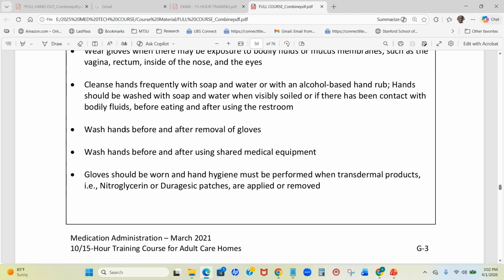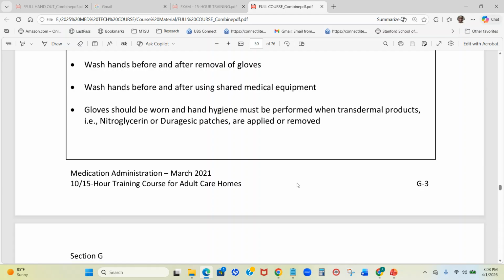If there has been contact with bodily fluids, before eating and after using the restroom, you need to wash your hands. Don't come out of the bathroom and immediately start passing medication. Wash your hands thoroughly before you put on gloves to pass medication. Before and after you remove gloves, you have to wash your hands. Wash hands before and after using shared medical equipment.